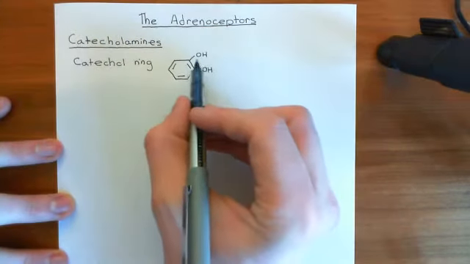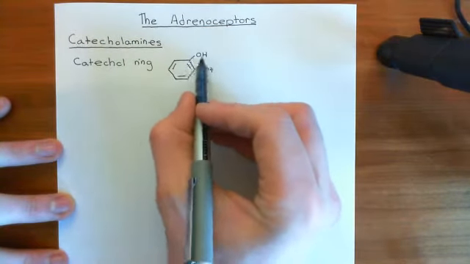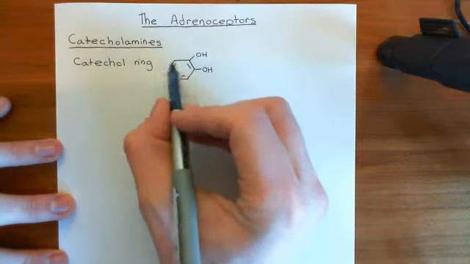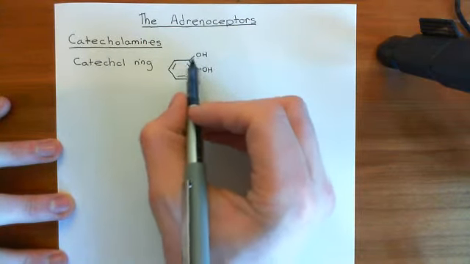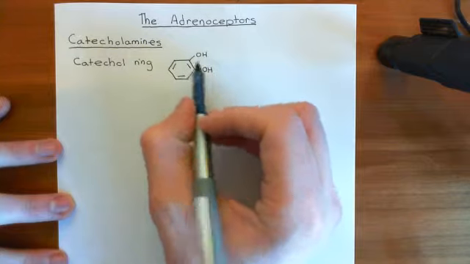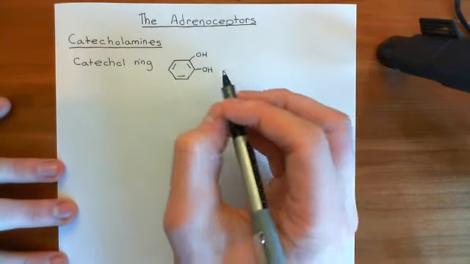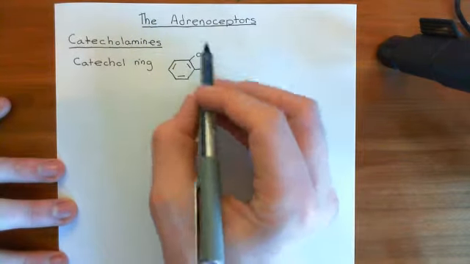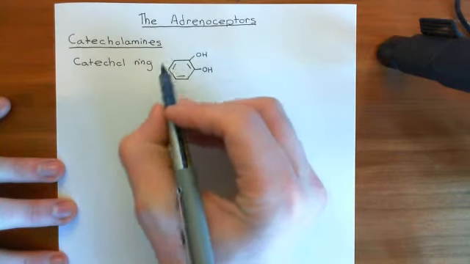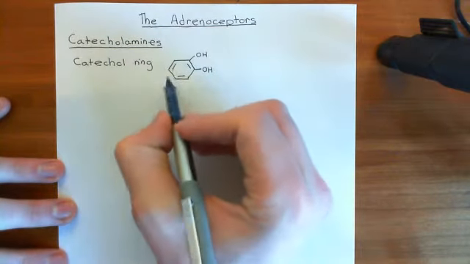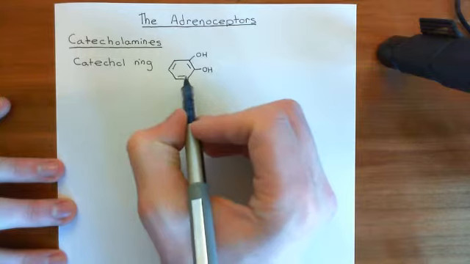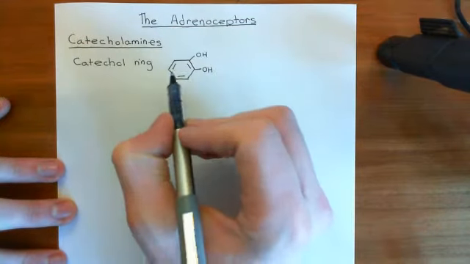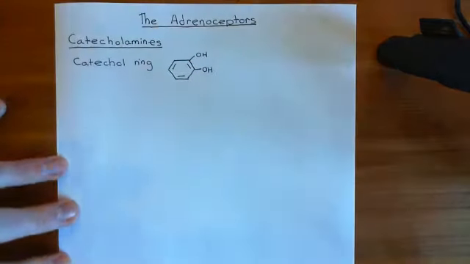And I want to stress that they must be adjacent. You can't have this alcohol group over here, for instance. That's called something different. It has to be next to one another. So adrenaline and noradrenaline both are catecholamines because they contain this catechol ring, and they also contain a side chain which has an amino group. Let's now see the structure of noradrenaline and adrenaline.